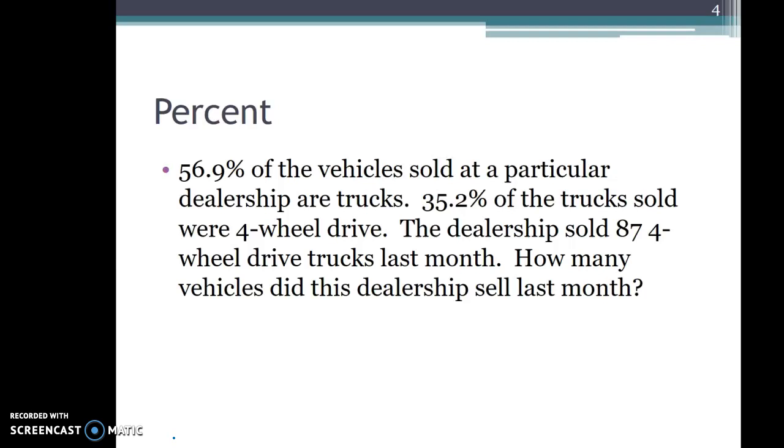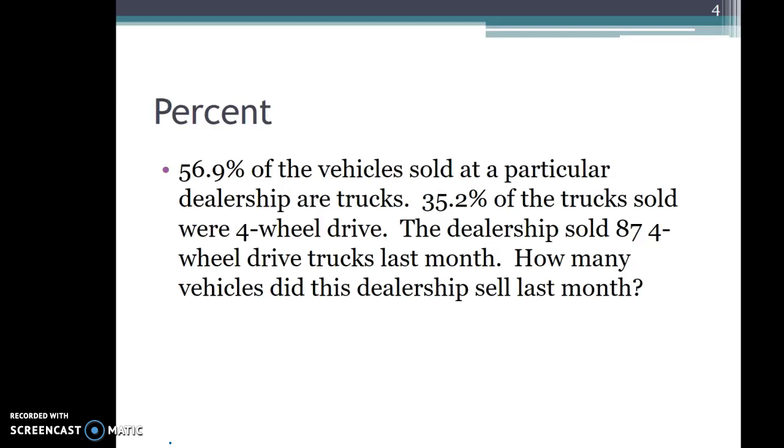For this percent problem, we have 2 percents in the problem. Let's take a moment to read. 56.9% of the vehicles sold at a particular dealership are trucks. 35.2% of the vehicles sold were four-wheel drive. The dealership sold 87 four-wheel drive trucks last month. How many vehicles did this dealership sell last month?